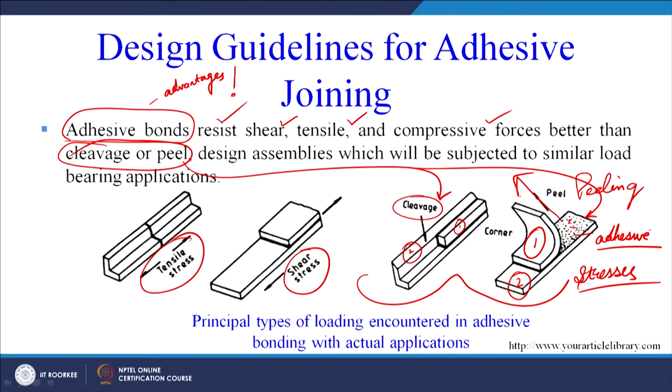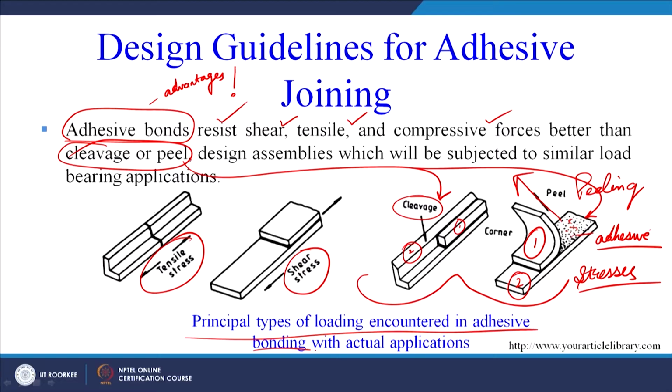So here the cleavage and the peel are dangerous from the adhesive joining point of view. Tensile, compressive and shear stresses the joints made by the adhesive joining process are able to bear in a much better manner. So these are the principal types of loading encountered in adhesive bonding with the actual application. When a joint has been made by adhesive, such types of loads may take place, so we have to design our joint in such a way that it is able to bear all these types of stresses that are developed during in-service use of the product that we have designed.